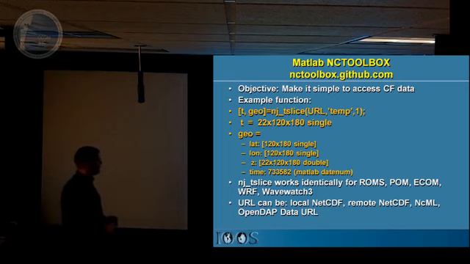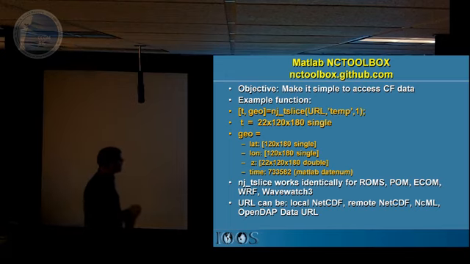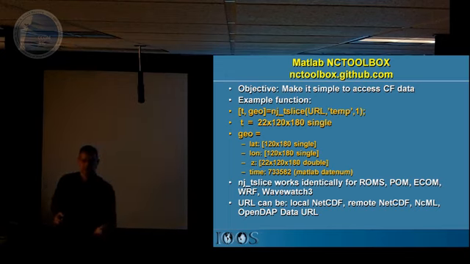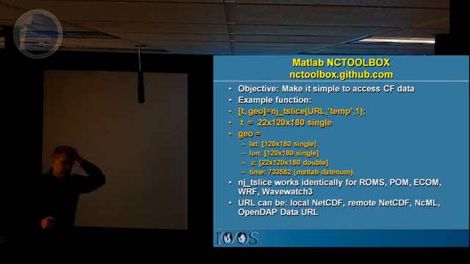This works, like I said, for any of these models, and this URL can be a local netcdf file, a remote netcdf file, one of these NCML things, or OpenDAP. OpenDAP is the way we almost always use it. And this has really transformed the way that we do science in our modeling group. We don't bring any data back to our local machines. We just leave it all sitting on our file server, and we access it through OpenDAP.